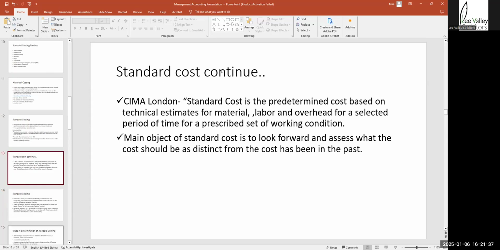Standard cost is the predetermined cost based on technical estimates for material, labor, and overhead for a selected period of time for a prescribed set of working conditions.